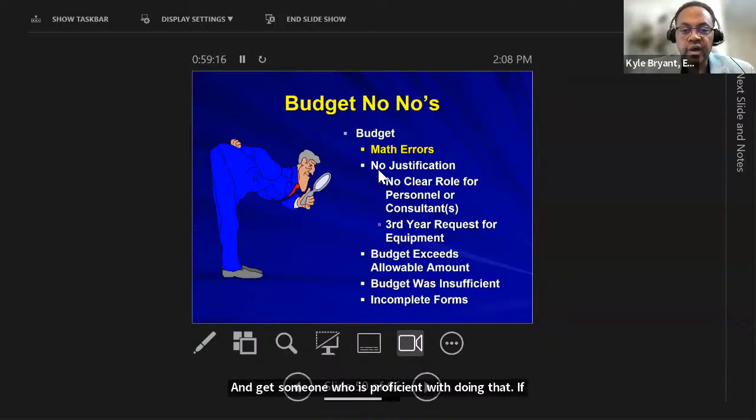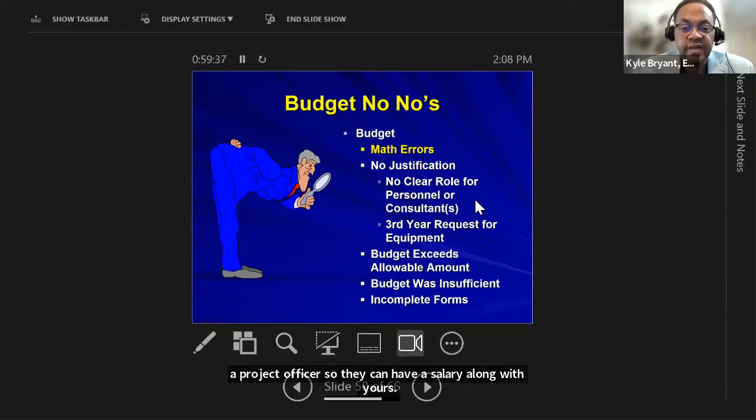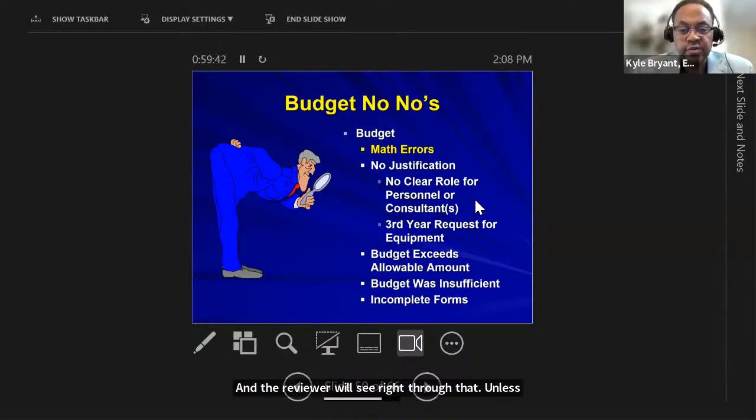Another no-no is having no justification or no clear role for the personnel or consultants. You can't just write up a proposal and name your spouse as a project officer so they can have a salary along with yours. The reviewer will see right through that unless they have a role to play, and you have to clearly articulate that in your proposal.